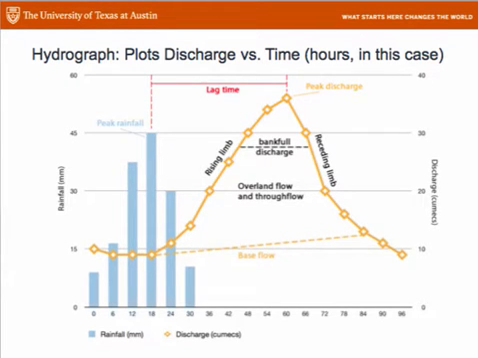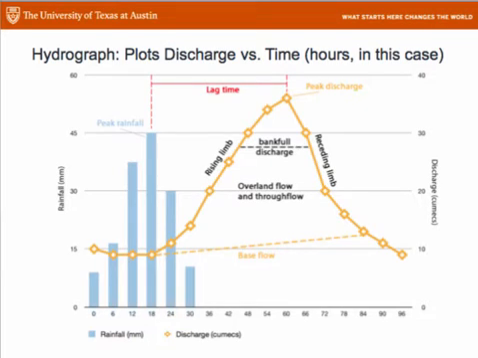We measure floods by looking at a graph called a hydrograph, and it's important to spend some time here thinking about this graph and understanding what it's showing you. It's showing, in this case, two different variables as a function of time. The bars are showing rainfall, and then the yellow dots are showing the peak discharge in the river.